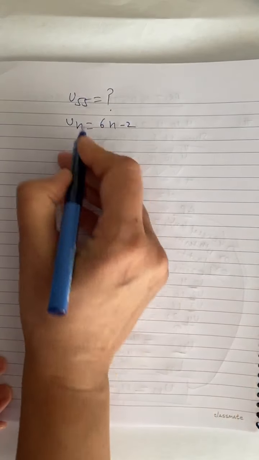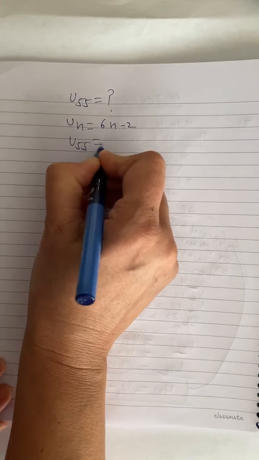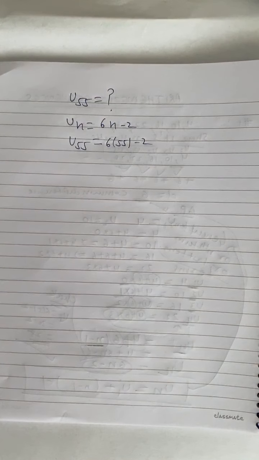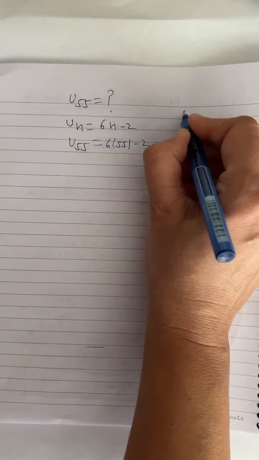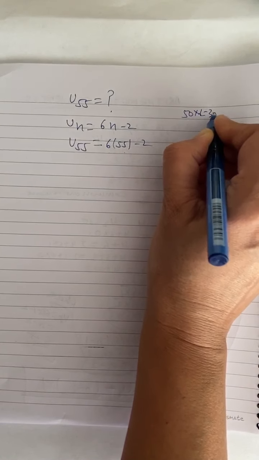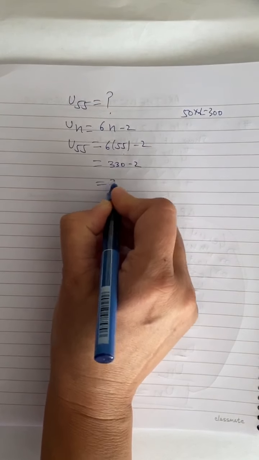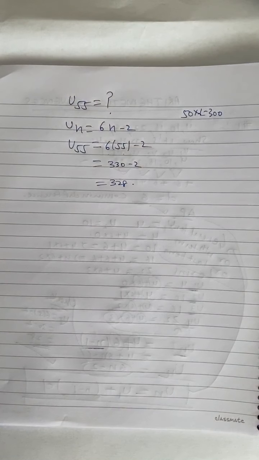So for the 55th term, you need to substitute, replace n by 55, and then you will find 6 into 55 minus 2. So you can calculate this value. 6 times 50 is 300, and then 5 times 6 is 30, so 330 minus 2, so 328. You can also use a calculator to do that.